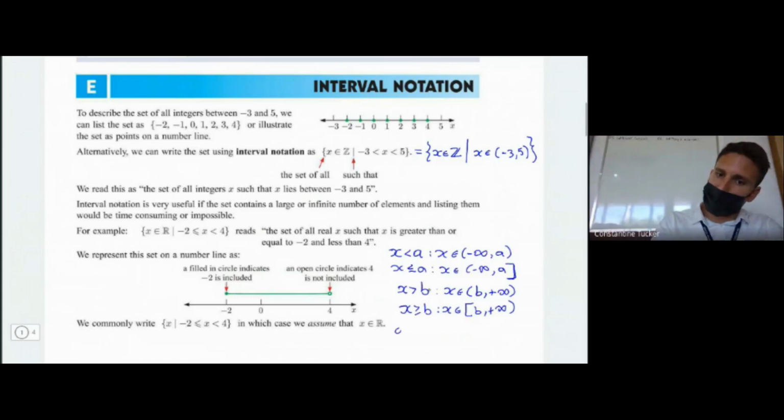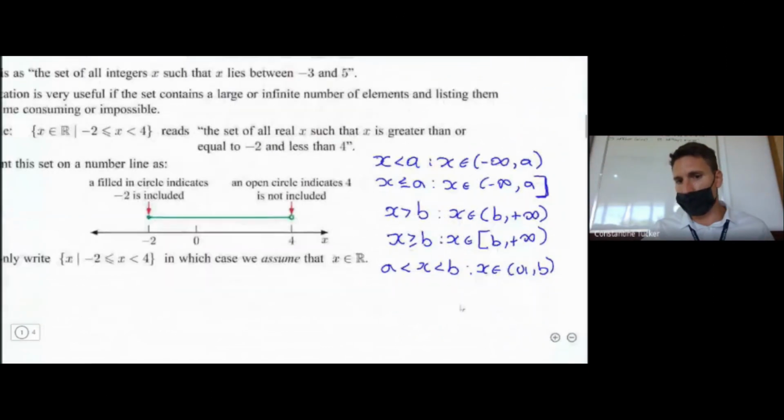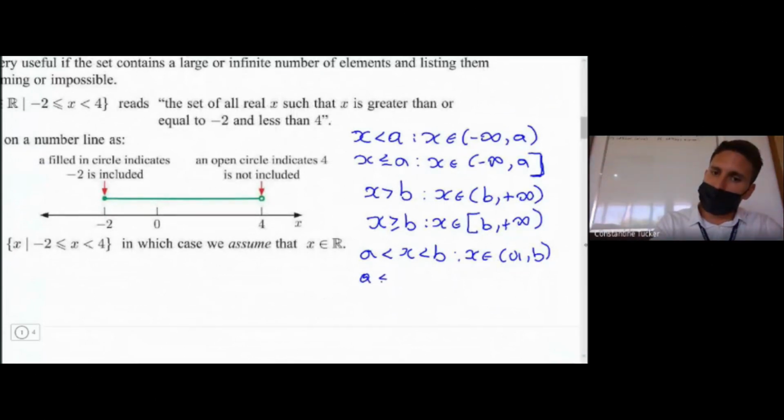Now a few more. If x is between a and b, but a and b are not included, another way you will see this written is x belongs to (a, b), with just curved brackets, not the square brackets. But let's start playing around with the limits now. If a is less than or equal to x and x is less than b, then this means that x belongs to [a, b). If you have a is less than x, less than or equal to b, then now we will have a square bracket on the right, but a curvy bracket on the left. So x belongs to (a, b].